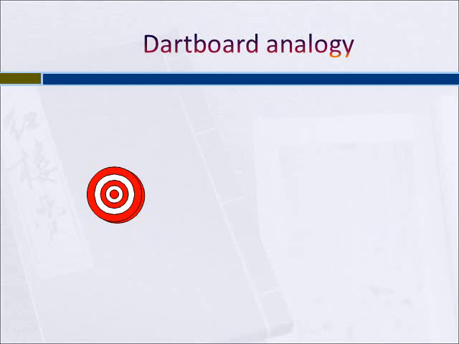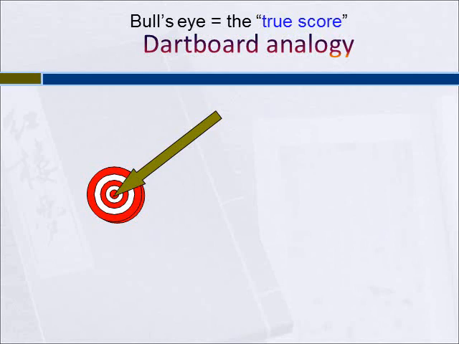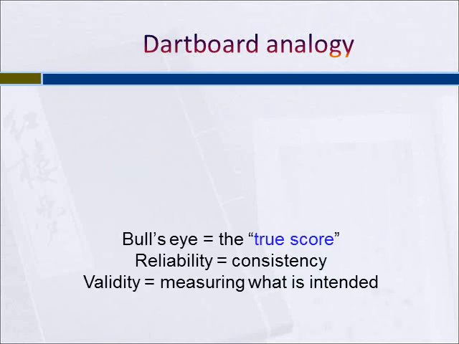So I'll go through a couple of examples to elucidate these terms. A lot of times you can picture a dartboard when you're thinking about reliability and validity, when you're thinking about true scores and measurement error. So picture a dartboard. Let's say that the bullseye is your true score. So when we're trying to measure something, we're trying to get at the bullseye.